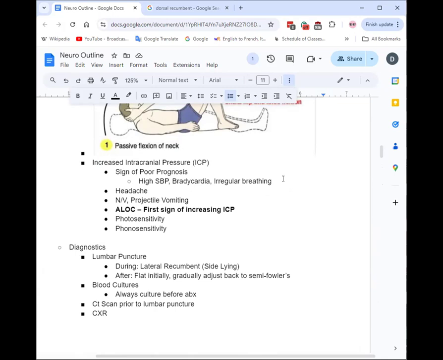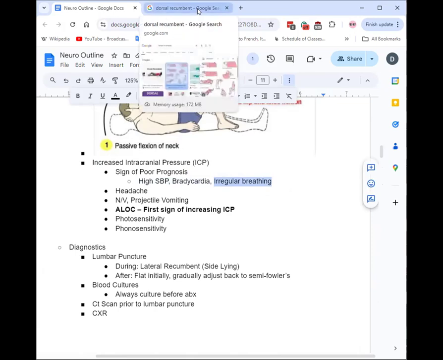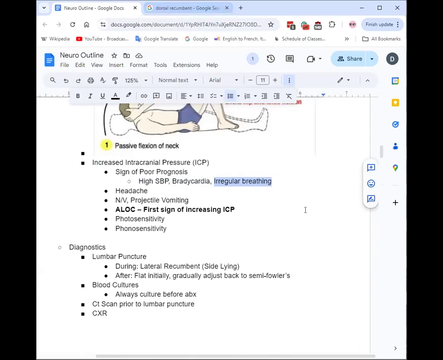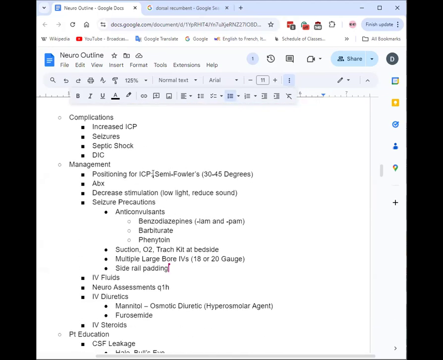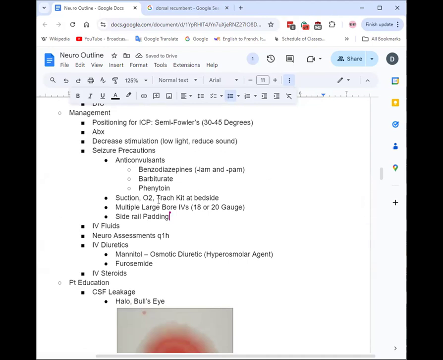Remember, one of your irregular breathing patterns when your ICP is really bad is Cheyne-Stokes respiration, which, if you remember, they defined to us as the breathing that might be a signifier for impending death. So that's a way for you maybe to think about it. You really don't want to have increased intracranial pressure, or you want to prevent as much as you can. Yeah, side rail padding as well. You want to make sure that the side rails are padded. These are probably your main ones here for your seizure precautions.